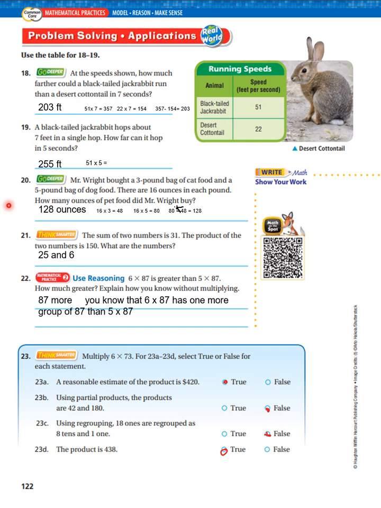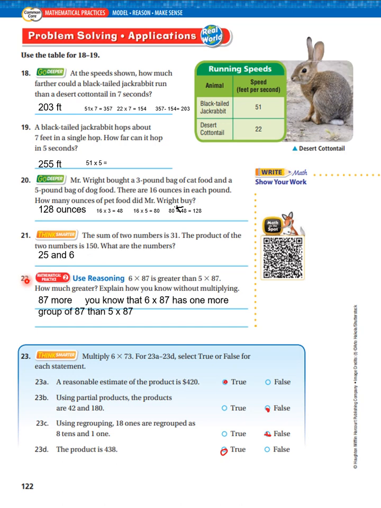It says the sum of 2 numbers is 31. The sum means you add 2 numbers together. The product of the 2 numbers is 150. The product is when you multiply them together. What are the 2 numbers? Well, 2 numbers that I can add together to get 31 is 25 and 6. And if I multiply 25 times 6, what do I get? 150.